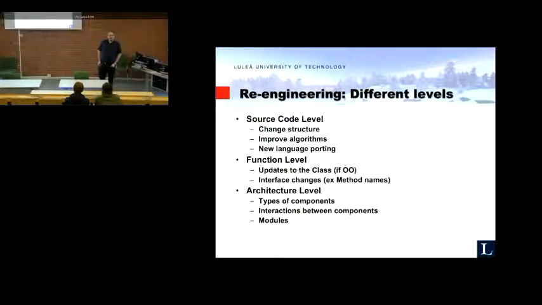So we have different levels, of course, at which we can do re-engineering. At the source code level, we might change the structure, we might improve algorithms to make them more efficient, or make the code more flexible or more modifiable or something like that. We might do language porting to go from C to Java or whatever, or porting from one system to another, between, I don't know, PC and Mac or Xbox and PS4 or whatever. So there are lots of purposes or reasons why you want to do some re-engineering and refactoring.